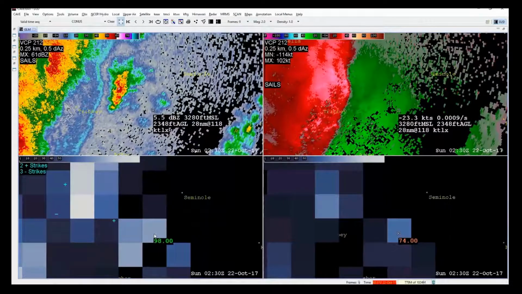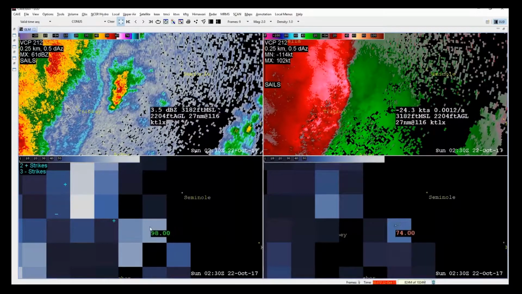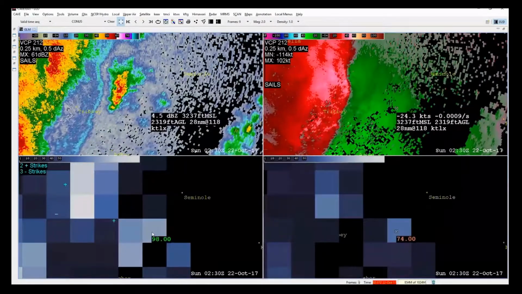And you start to see things starting to light up on lightning. The event density has increased a little bit. Certainly, the group density has increased a little bit.